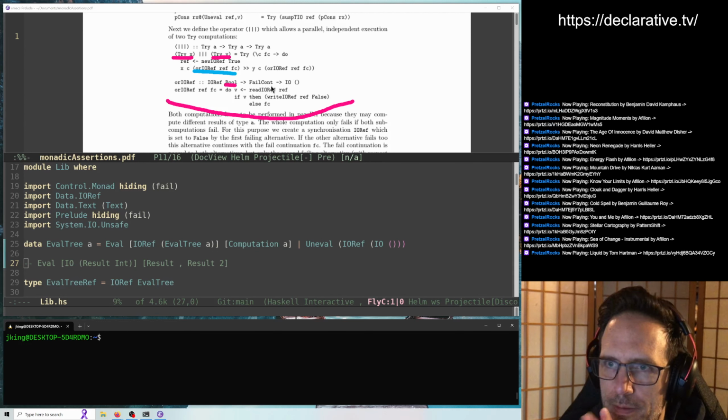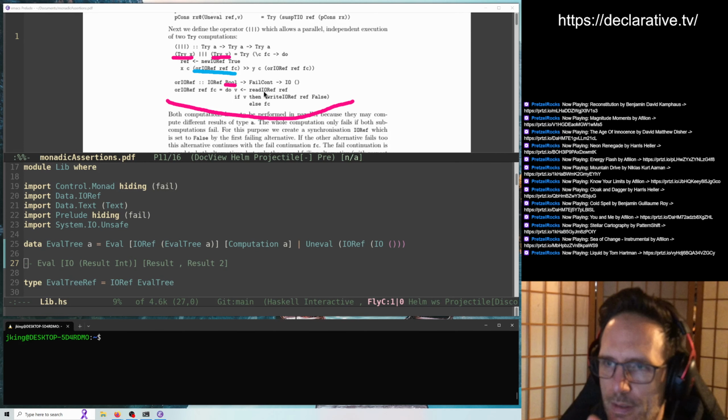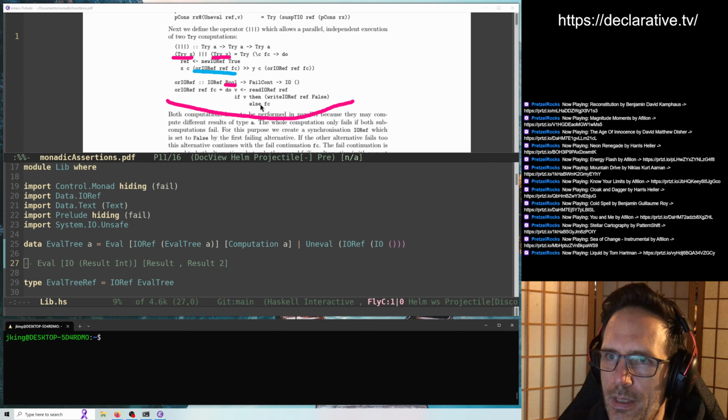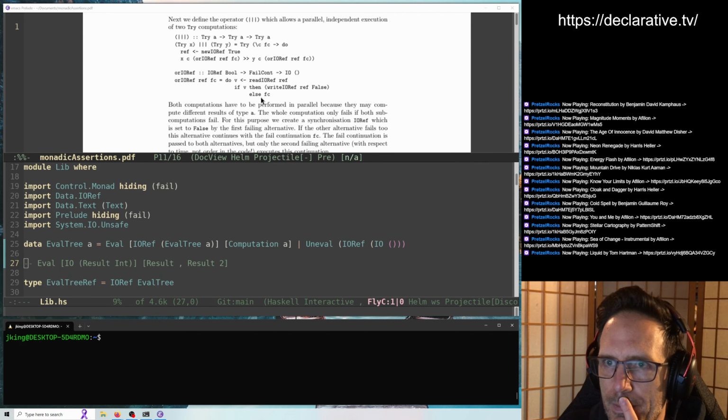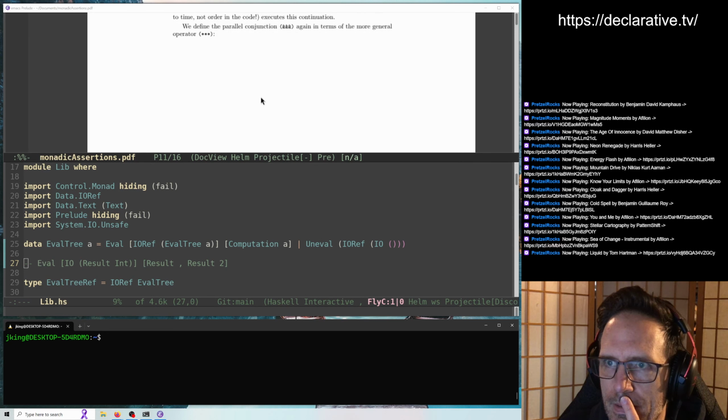Either or. And so they can be done in parallel. The sequence doesn't matter. They can both be done at the same time. Just one of these is going to do their continuation, the other one's not. Okay. That's fine.